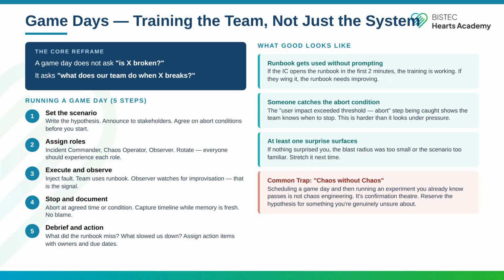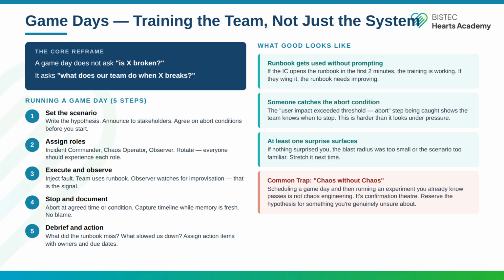The 5-step game day structure works at any scale. Brief the team the day before, scenario overview, abort conditions, and who plays which role. Run the experiment in a 30-minute window. Call a 5-minute review immediately after, not the next week. Capture the retrospective while memory is fresh. Assign action items with owners and due dates.